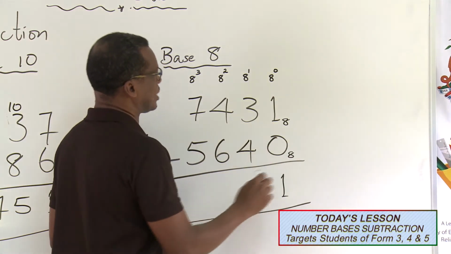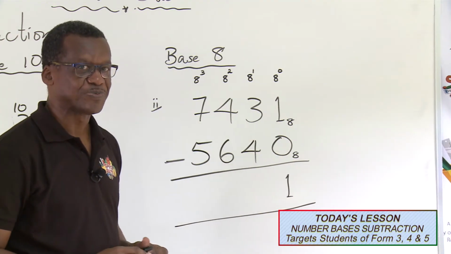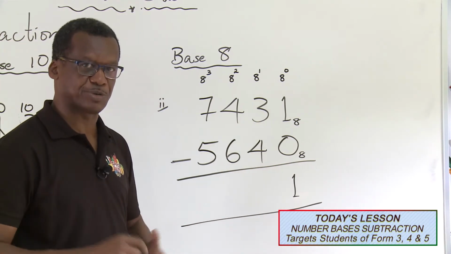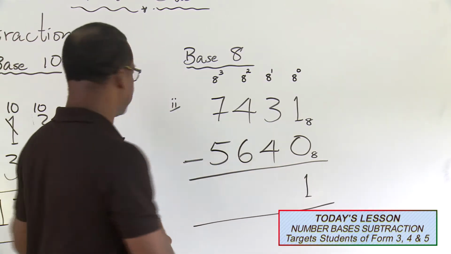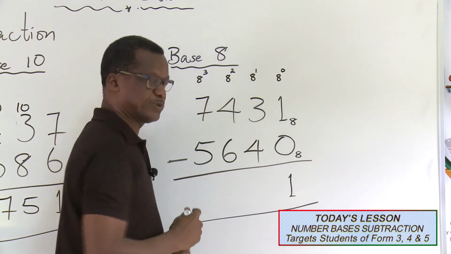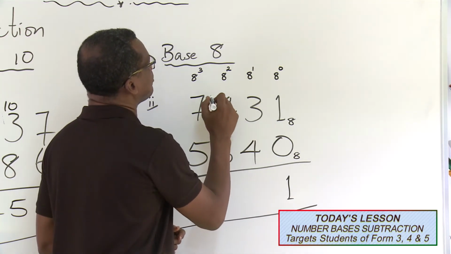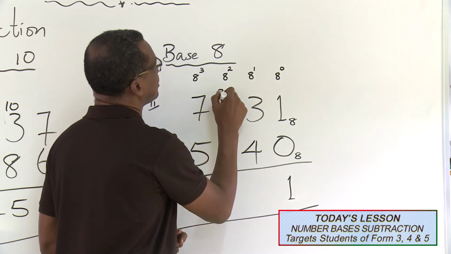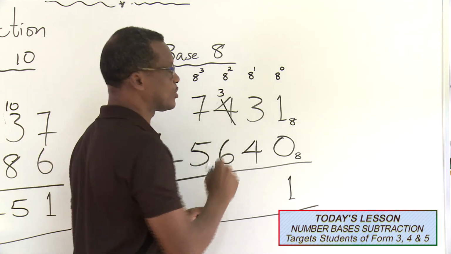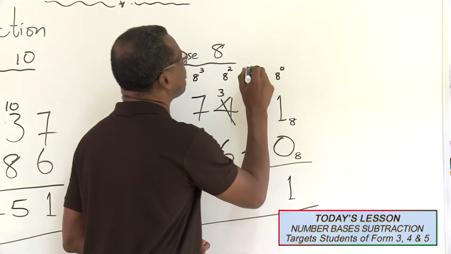So 1 take away 0 is 1. Now we have 3 take away 4. Now, because the 4 is greater than the 3, we'd have to do the regrouping as we did in base 10. So we go to the next column, which is 8 to the power of 2. That would be 64's column. And we will regroup one of the groups. So we're going to be left with 3. And the one group of 64's that we are going to regroup is now going to become 8 groups of 8's.